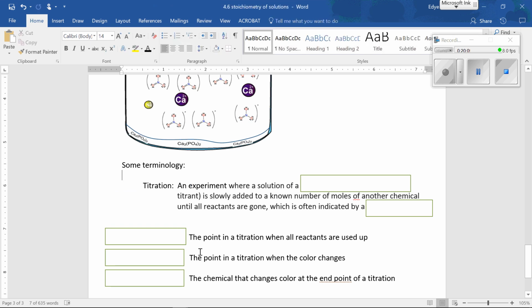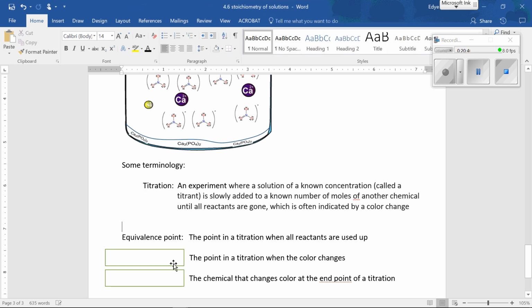All right, so some terminology. You're going to run into this vocabulary when you start doing some problems. Titrations. These are experiments where a solution of a known concentration, and that solution is called the titrant, is added to a known number of moles of another chemical until all the reactants are gone. These moles are going to be dissolved in a liquid that is put under the other solution, and you use what's called a burette to add the solution slowly, and when all the reactants are gone, that's indicated by a color change.